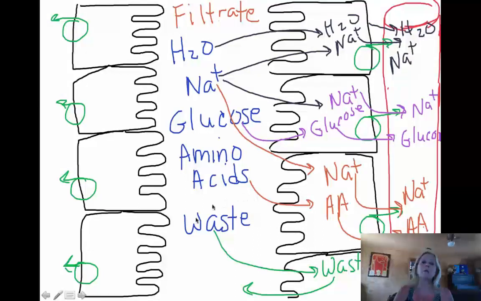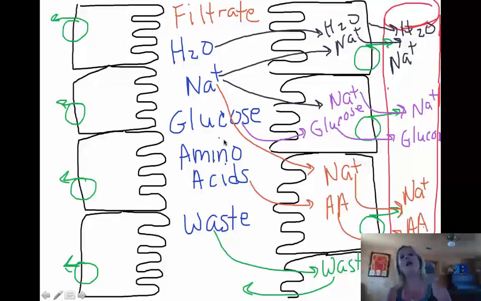Waste products will diffuse into these cells, but they will just diffuse back out again. They do not have the ability to use this active transport pump with sodium and then to piggyback with sodium back into the bloodstream. So these waste products, even though they'll diffuse into the cell, high concentration to low, then they'll diffuse back out high concentration to low.